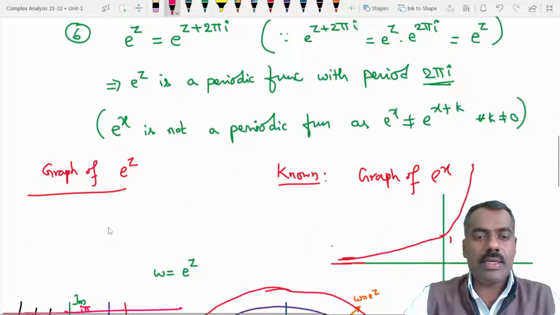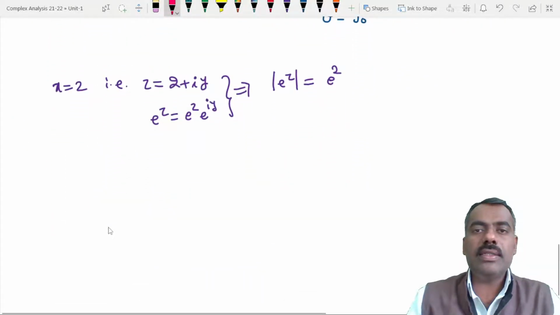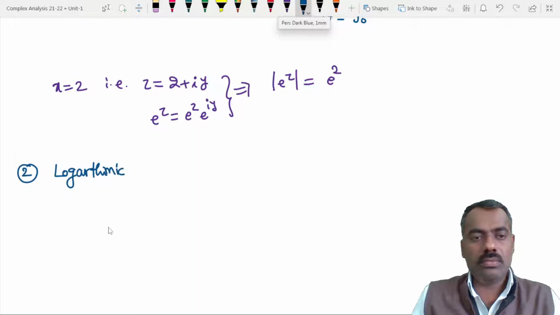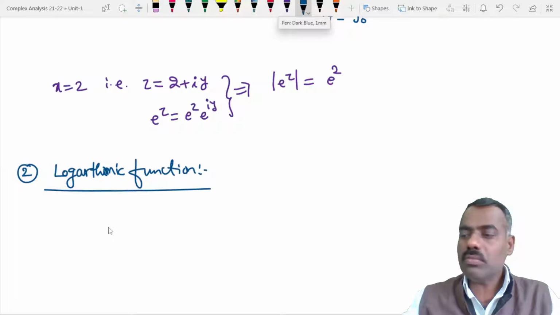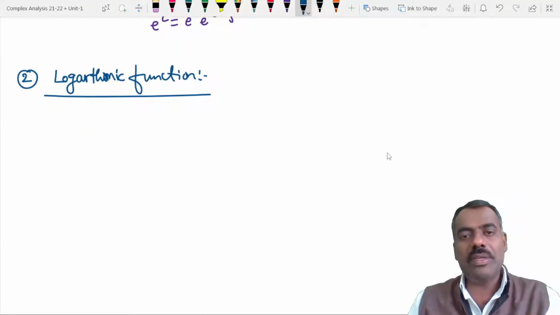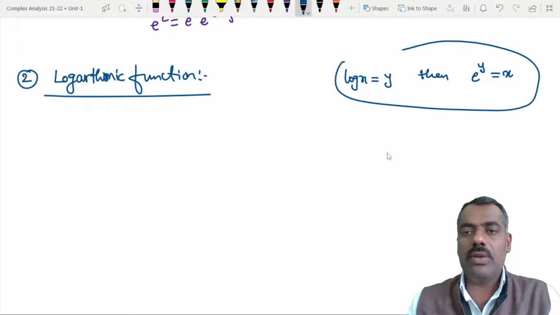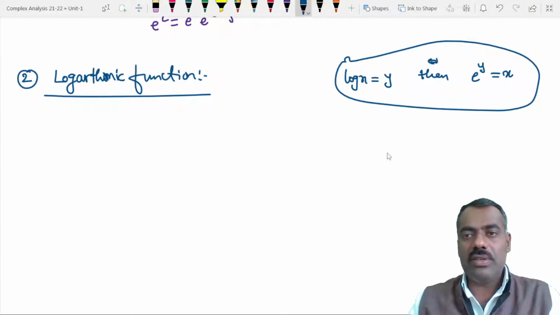Okay, fine. Now let's go to another one, which is again interesting. The second function is the logarithmic function. Again, how in the real case do we define the logarithmic function? If we say log x is equal to y, then if and only if e power y should be x. By solving this, you will get this. We already know, right? Or if and only if, also you can write.